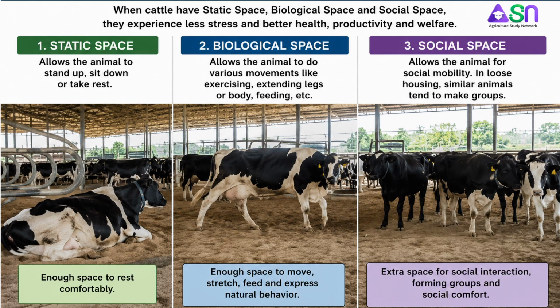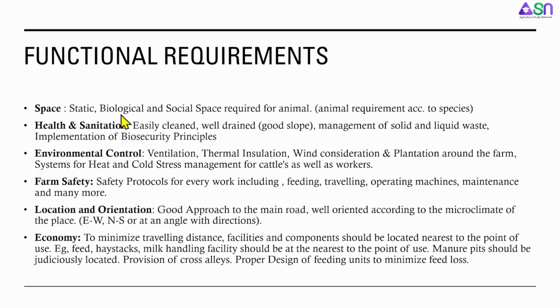An animal needs three types of space: static space, which allows the cattle to stand up and sit down or take rest; biological space, which allows them doing various movements like exercising or extending legs or body parts and other activities like feeding; and social space allows them for social mobility. For example, in loose housing system, similar animals tend to make groups. They need extra space for these too. If we have these three spaces judicially planned, then there will be less stress in animals.